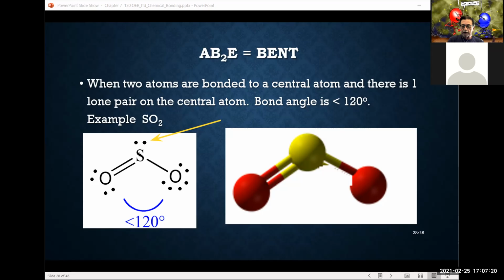Now, those lone pairs occupy a greater space than the ones that are bonded. So the result is that the bond angle is reduced and shrunk in. So we end up with an angle much less than 120 degrees. Here's a good example of one called sulfur dioxide. We'll come back to this one too. We're going to revisit this also.